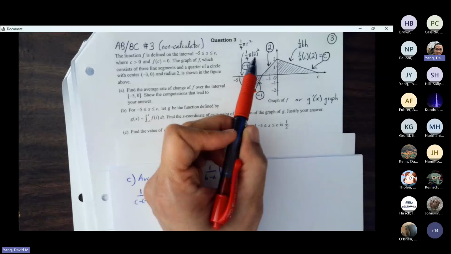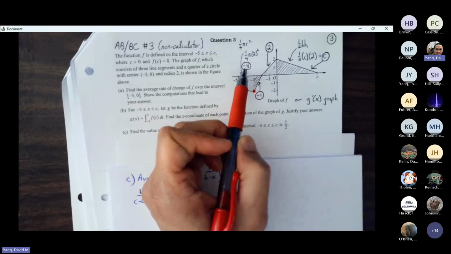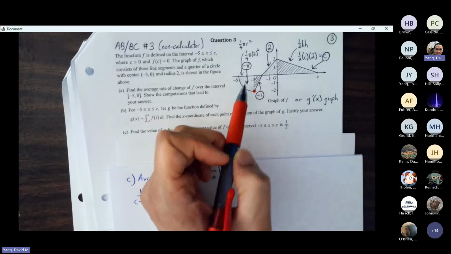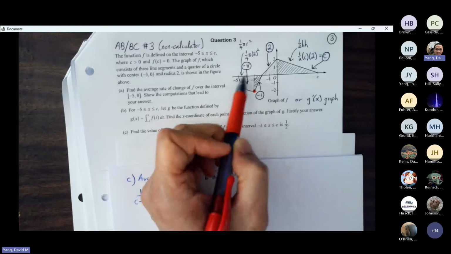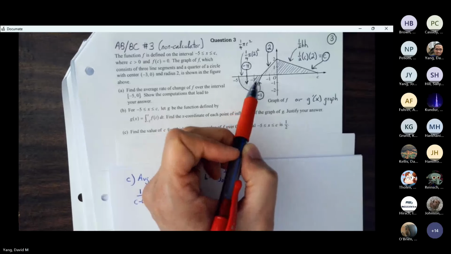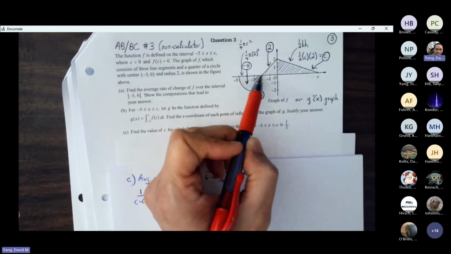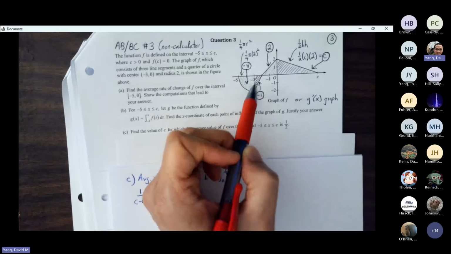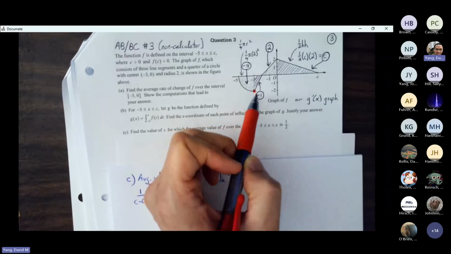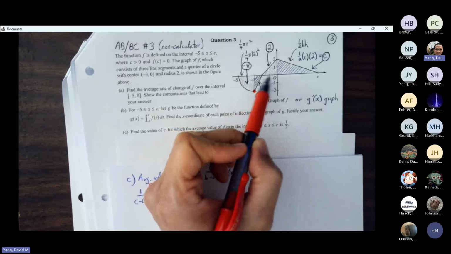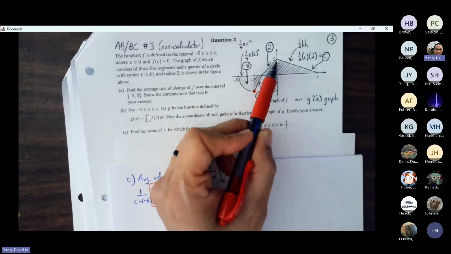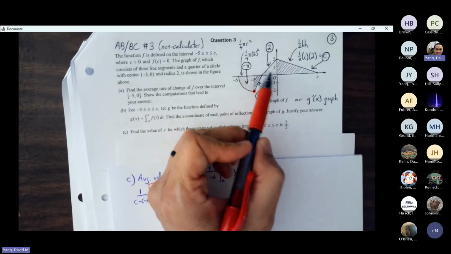And 4 pi divided by 4 is just going to be pi. Negative because it's below the x-axis. So this quarter circle is -pi. And then this here, triangle below the x-axis, 1/2 base times height, 1/2 1 times 2. Oh, that's going to be a -1. And then here, 1/2 base times height, 1/2 2 times 2. 4 over 2 is going to be 2.